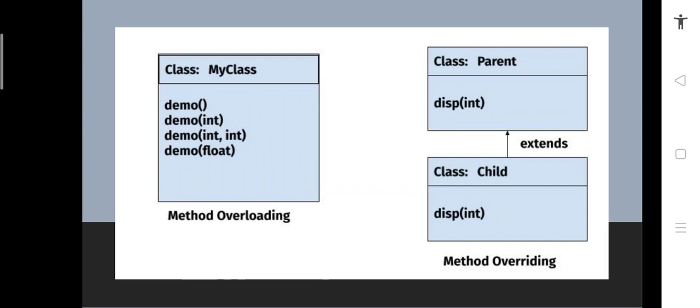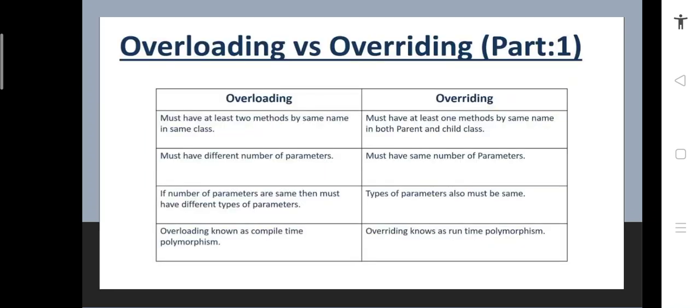In method overriding, we have two classes, right? There should be at least one method in the superclass with the same name as a method in the subclass. The two methods should be connected in an inheritance manner. So it's important.